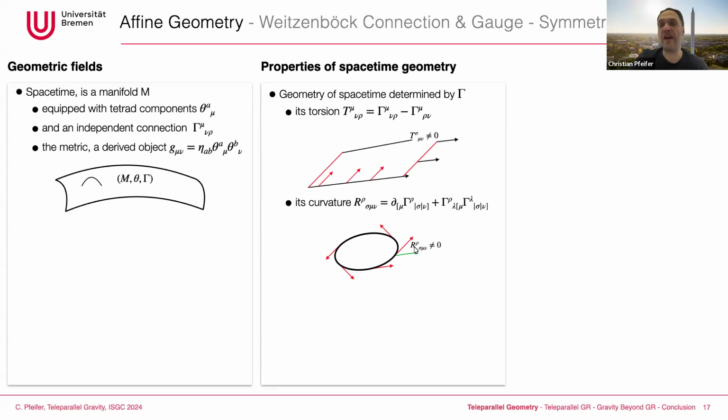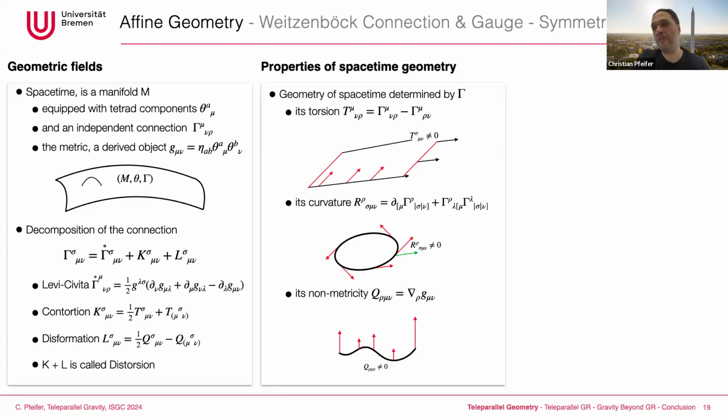And last but not least, if I have a metric on my space-time, the connection can be metric compatible or not. So the covariant derivative of the metric can be 0 or non-zero. This is called the non-metricity. And this non-metricity measures how much the length of vectors changes if I parallel transport them along a path.